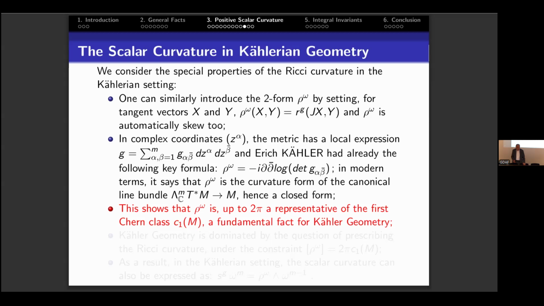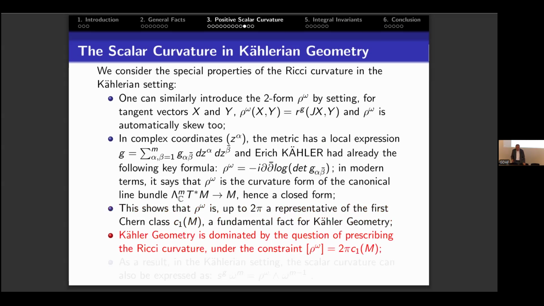So it means that in a Kähler setting, the Ricci curvature, the Ricci form, has really a topological meaning because of this constraint that is the first Chern class. And actually, Kähler geometry has been dominated by the question of prescribing the Ricci curvature, the so-called Calabi conjecture, because there is this constraint that the cohomology class of rho is fixed by the topology.